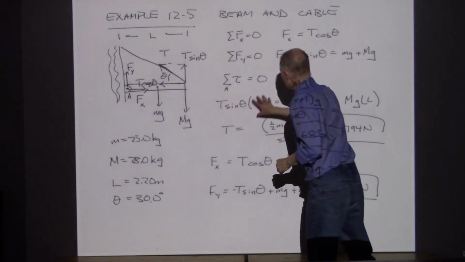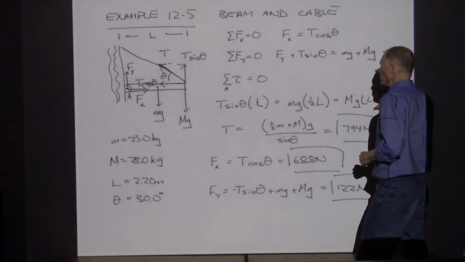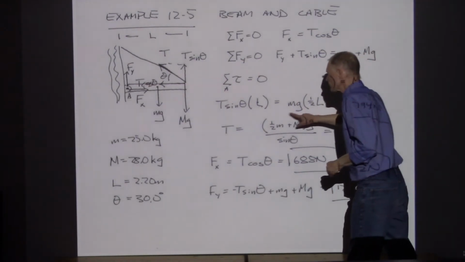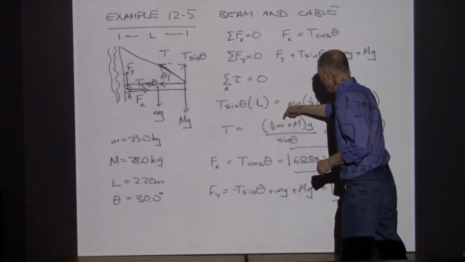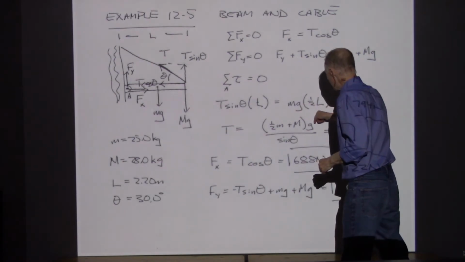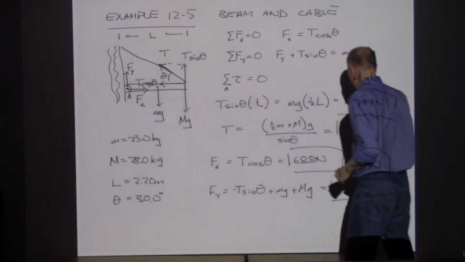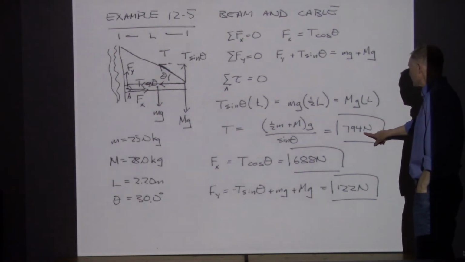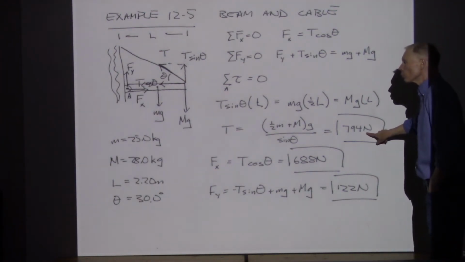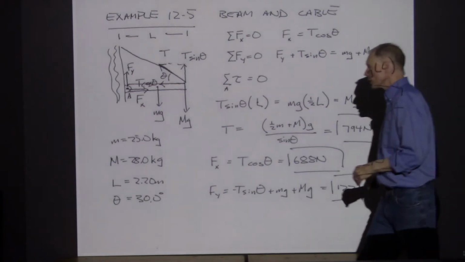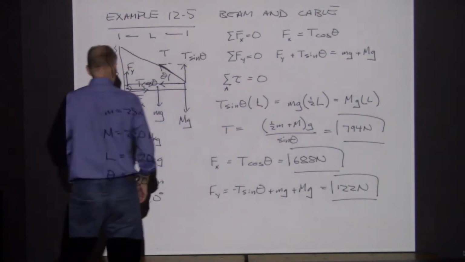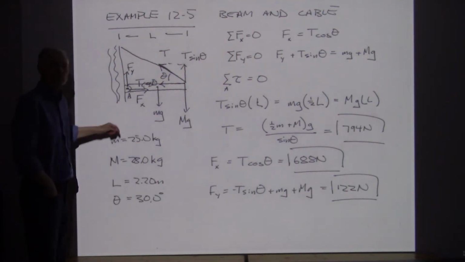So what I've done is factor out the L's and keep the factor of 1/2. I've got tension is equal to 1/2 M plus big M times little g, divided by the sine of theta, and that actually gave us 794 newtons, which is quite a bit. If we go back and look at the masses, how much mass are we supporting?